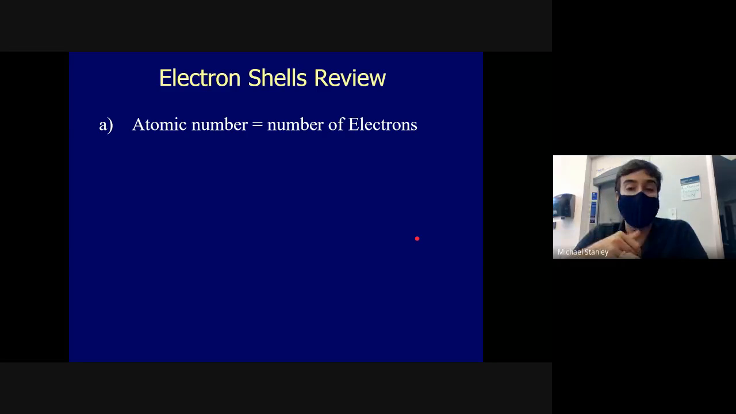So the way that you figure out how many electrons an atom has is that you can look at its atomic number, right? Each atom has an atomic number, and the atomic number tells you how many protons and how many electrons are in an atom. So helium, for example, has an atomic number of 2, which means helium has 2 electrons and 2 protons.